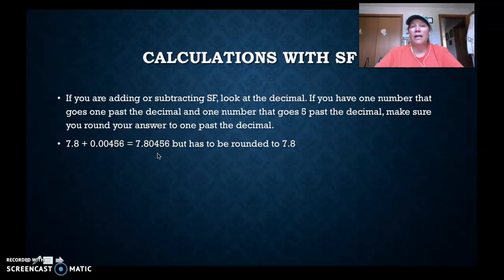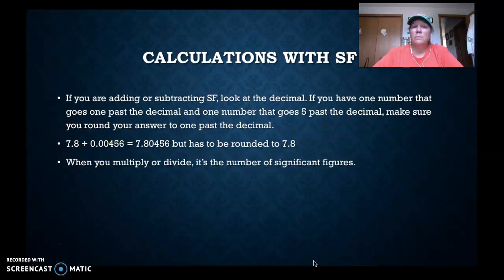But if I reported my answer this way, I'd basically be lying. I'm going to give you an answer that's way more accurate than the measurements I took. So I can only go 1 past the decimal, so I'm going to have to round and lose all this. So it's still going to be 7.8, even though I added this onto it, it really didn't make a difference.